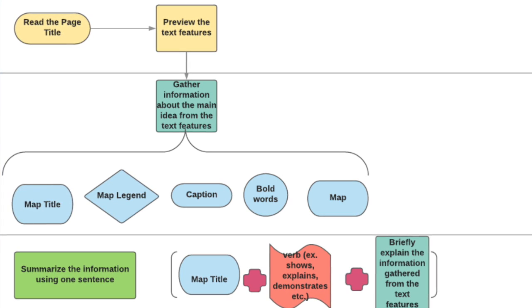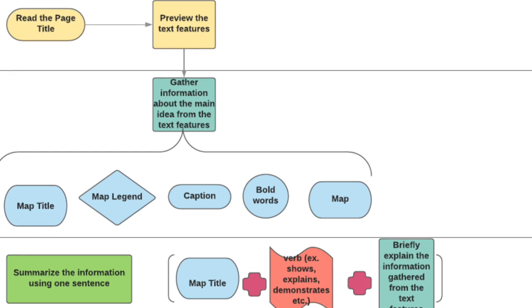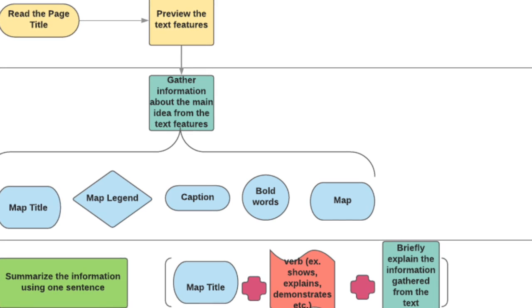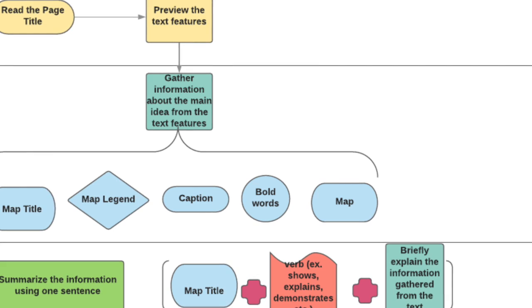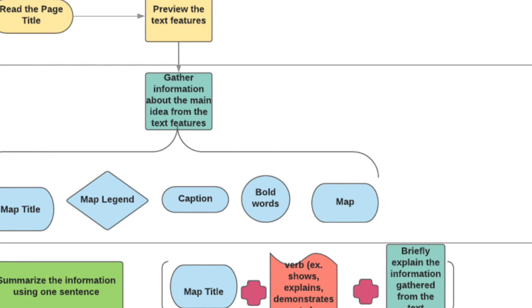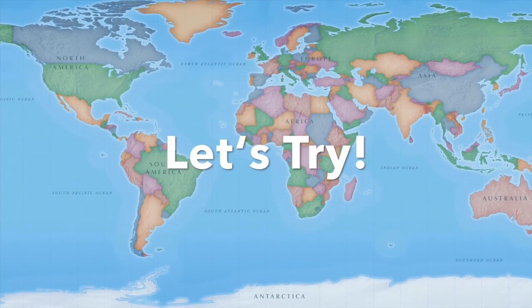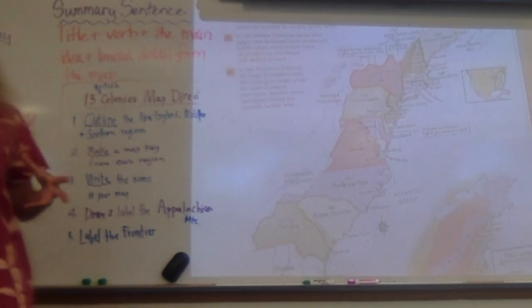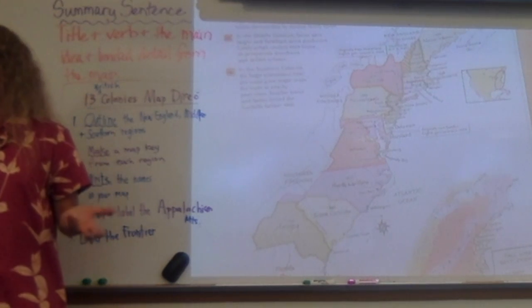Then after reading is the last row. It says summarize the information using one sentence. You've done this before, but we just put the process out for you. You use the map title, a verb like show, explain, or demonstrate, and then the last part is to briefly explain the information gathered from the text features. We're taking a close look at the map with all the different map features and using that to really figure out what it's saying and showing, and put that in one sentence. Okay?